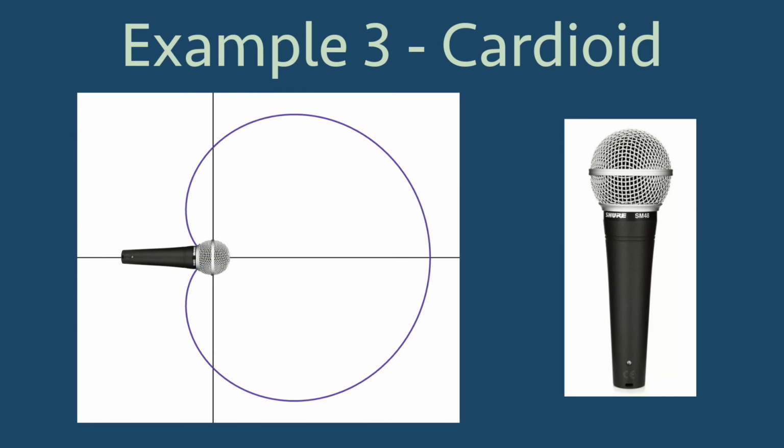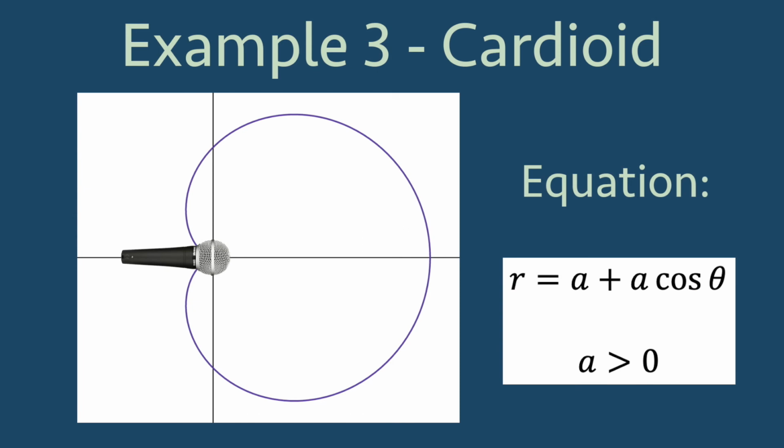In this picture, the microphone would be pointing to the right and would receive the strongest signal from directly in front of the microphone, less signal to the sides, and then no signal from directly behind the microphone. This is a very common microphone for singers, since only their voice is what you would want the microphone to pick up. In fact, I am using a cardioid microphone to record my voice for this video. We can get the same shape from the polar equation r equals a plus a cosine theta for a constant a greater than 0.